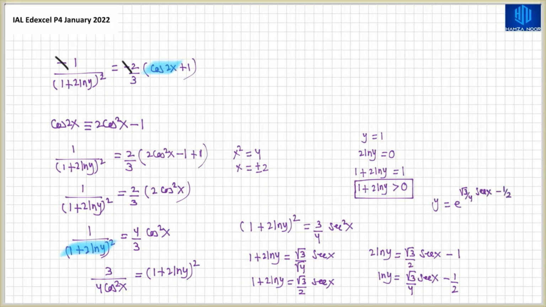Therefore we can say that a is equals to under root 3 over 4. A is basically an irrational number. All right, so this is supposed to be our final answer. So this was question number 9 of the International A-Level Edexcel P4 January 2022 paper.